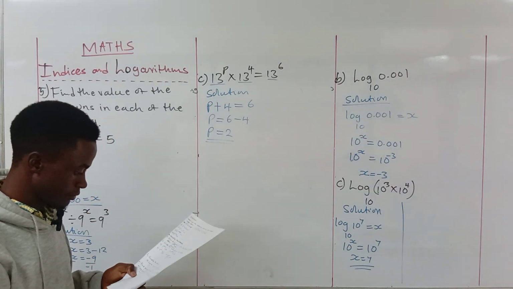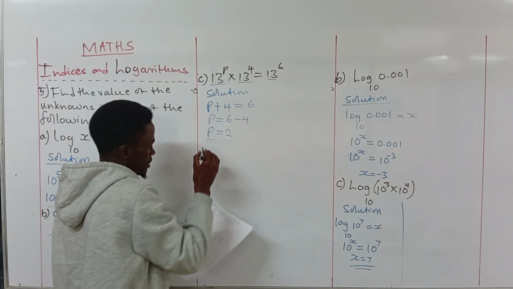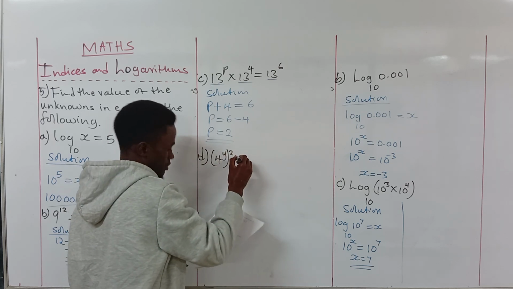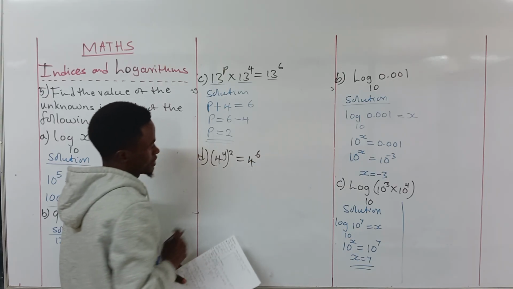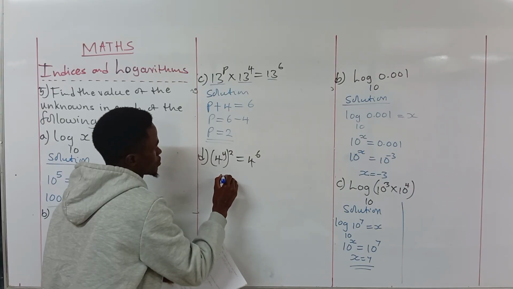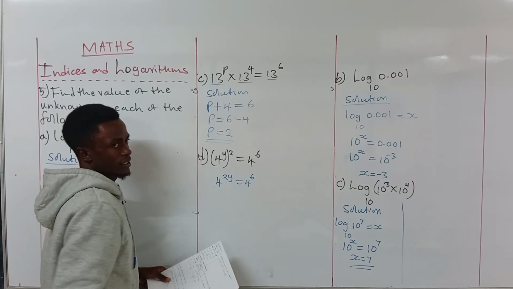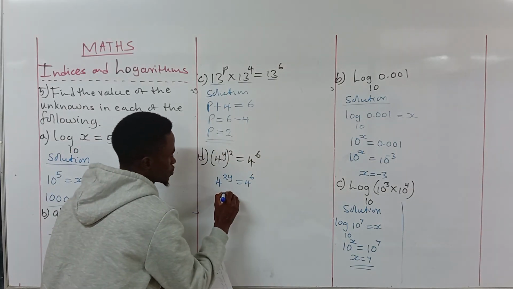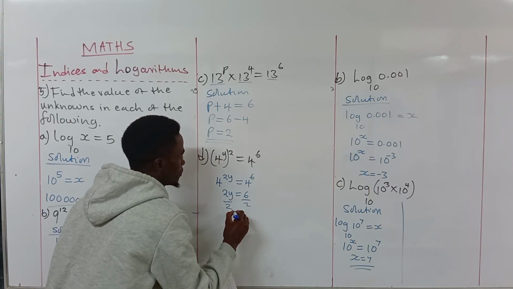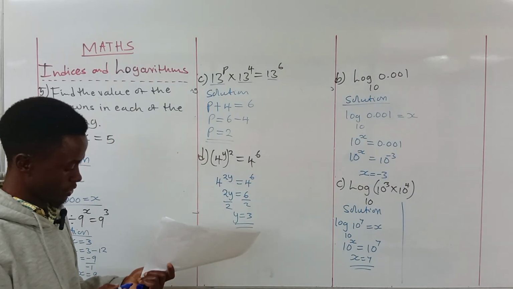So we have probably the second last question for today. We have 4 to the power 2y is equal to 4 power 6. So for this case, we are going to solve 4 raised to 2y is equal to 4 raised to 6. 4 and 4 are the same base, so we can equate the powers. So 2y is equal to 6. Divide by 2, divide by 2. Our y is equal to 3.